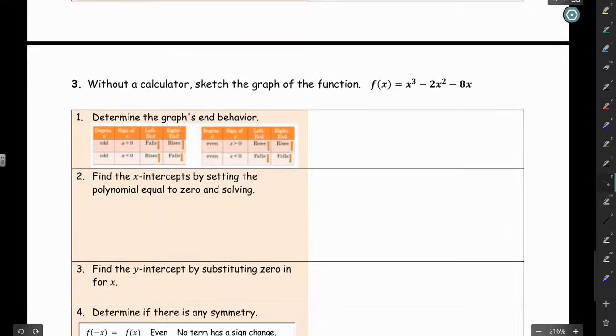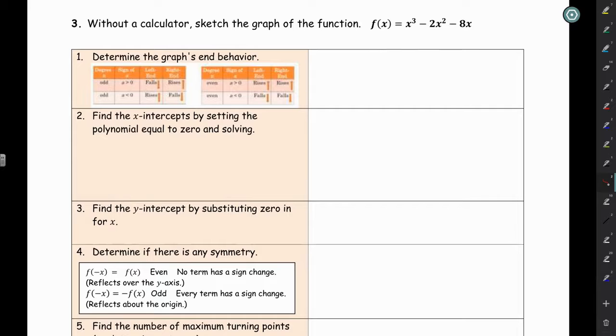Like I always say, you should try this one on your own and come back when you're ready. The degree of this polynomial is 3, so n is equal to 3. Since n is 3, we know that n is odd. The value in front of our first term is 1, and 1 is greater than 0, so we know that a is greater than 0. So on our table, we're looking at odd, a greater than 0, so we have this right here. So we know we fall on the left and rise on the right.